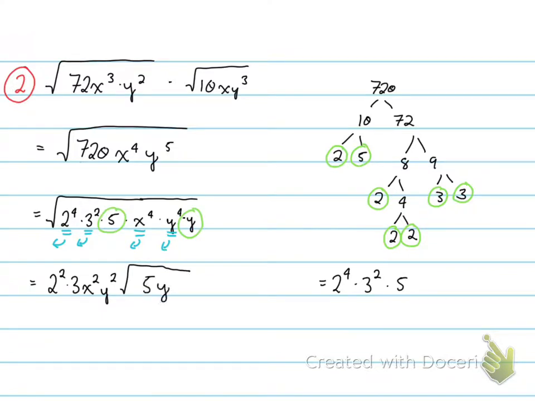So my final answer here, combining now just my constant terms, I have 2 squared times 3, or 4 times 3. My final answer here is going to be 12 x squared y squared times the square root of 5y.